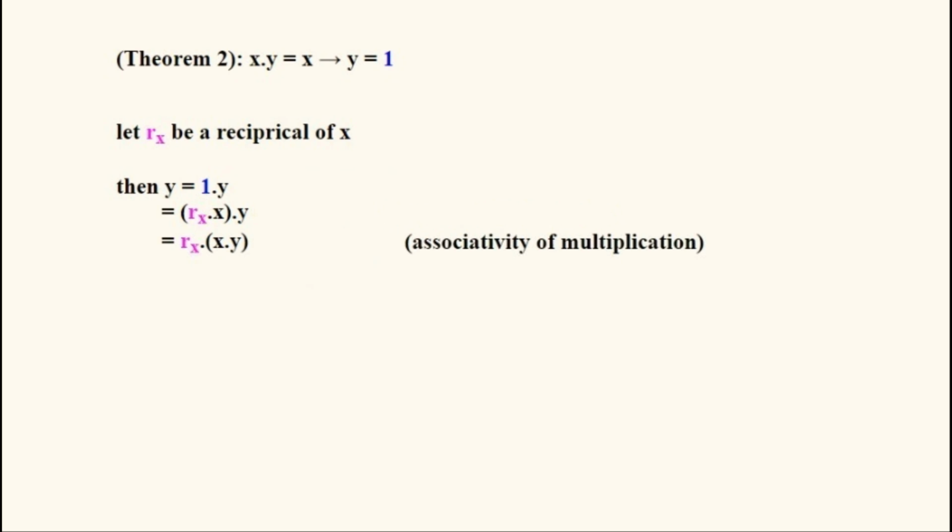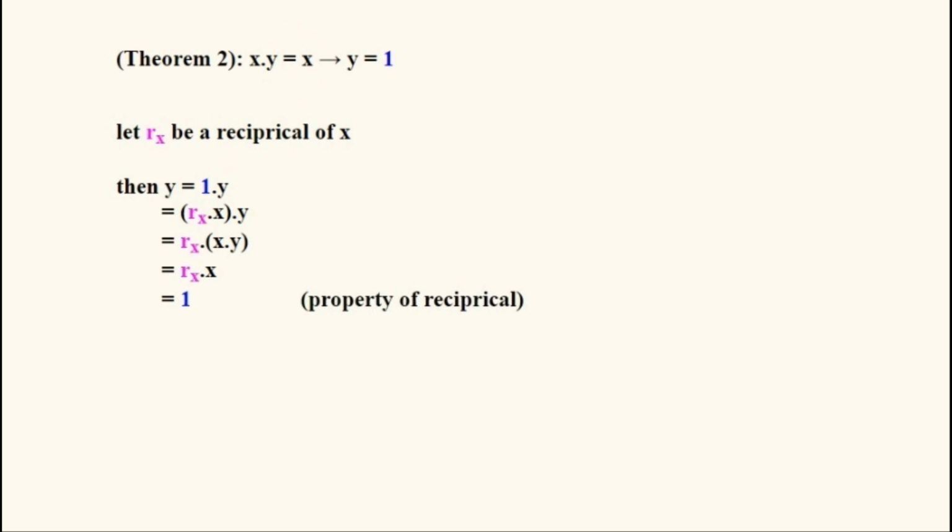Then swap the brackets using this axiom. Then at this strategic step, we use this property circled in the theorem to simplify the expression. Then we'll simplify it to be 1 using the property of reciprocals. So now we've proven the theorem.